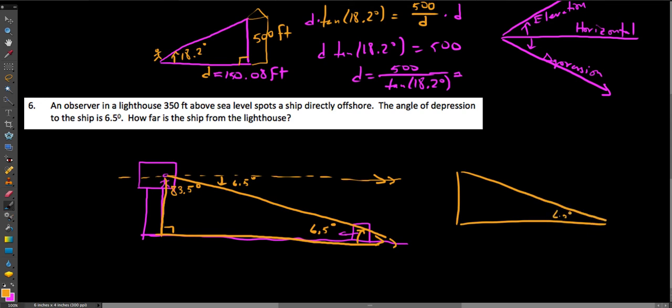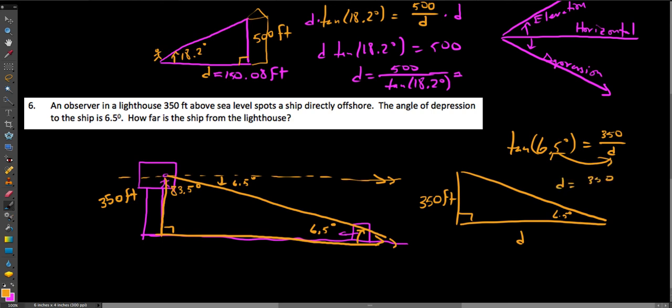So this is our 6.5 degrees down here. We know that this is a 350 foot tall lighthouse tower, and we're trying to find the distance between these guys here. So in this case, I suppose we could use a tangent ratio. Again, our tangent ratio would be of our 6.5 degree angle down here. We know our opposite over adjacent. So in this case, we could do 350 over d, and kind of a similar tactic to last time. We can multiply the d up and divide the tangent 6.5 down. We get d is 350 over the tangent of 6.5 degrees.